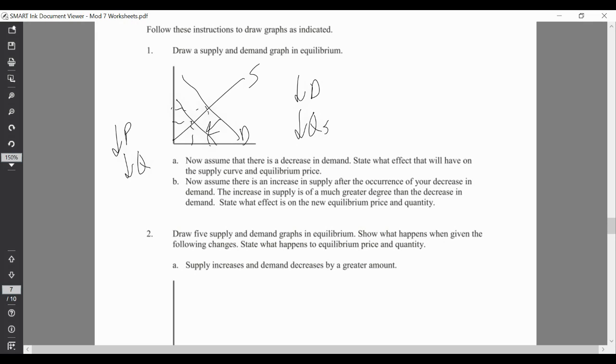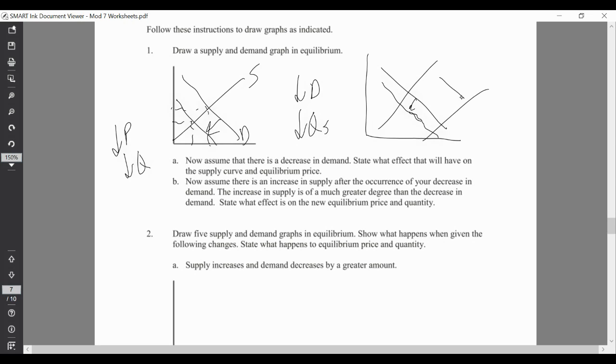Then B, it says, now assume that there's an increase in supply after the occurrence of your decrease in demand. The increase in supply is of much greater degree. I should have read that before. A much greater degree. All right. So let me redraw that. If we were here, and then we have the decrease in demand, which was A, and then B, it says an increase in supply at a much greater degree.